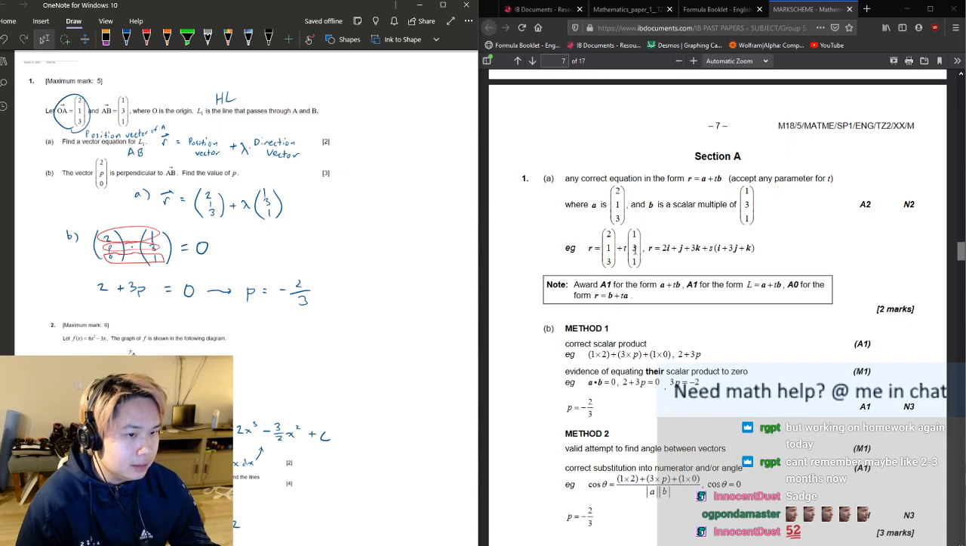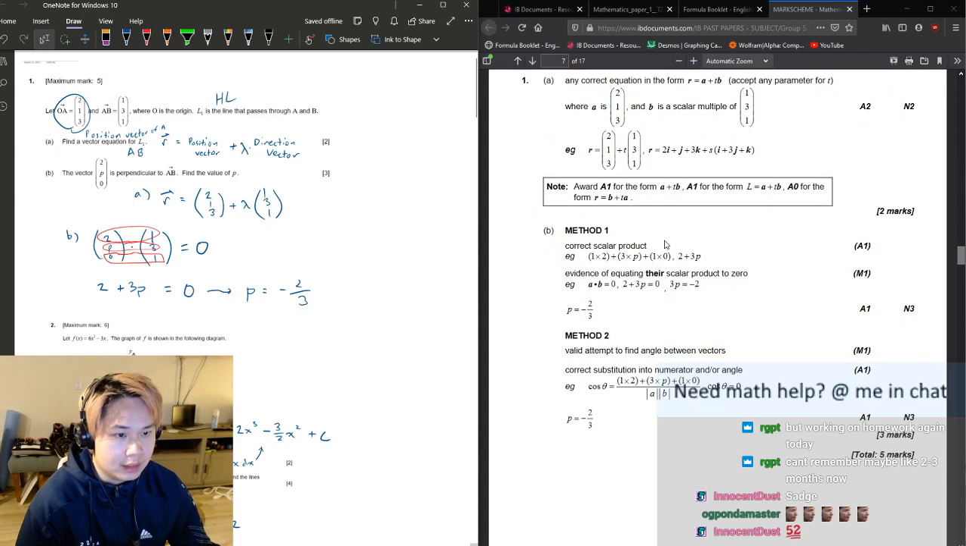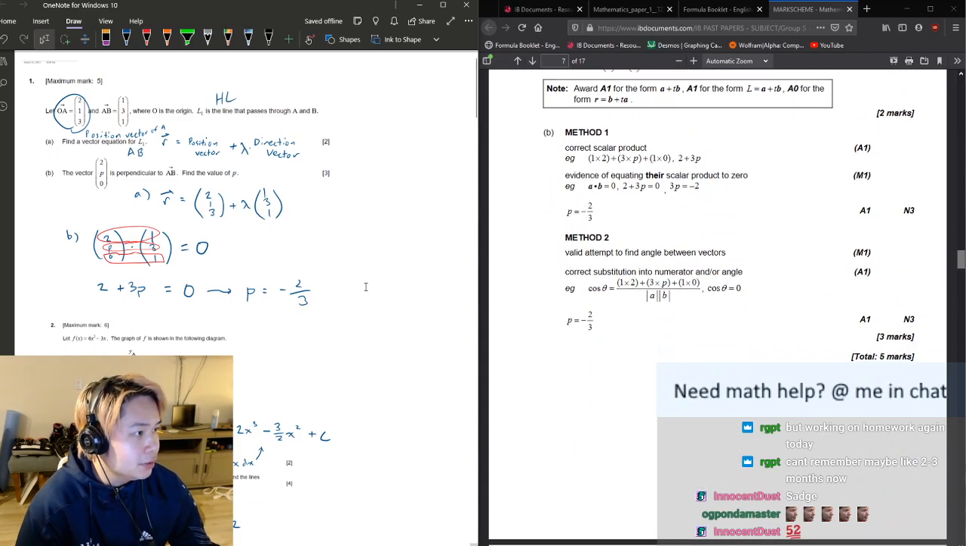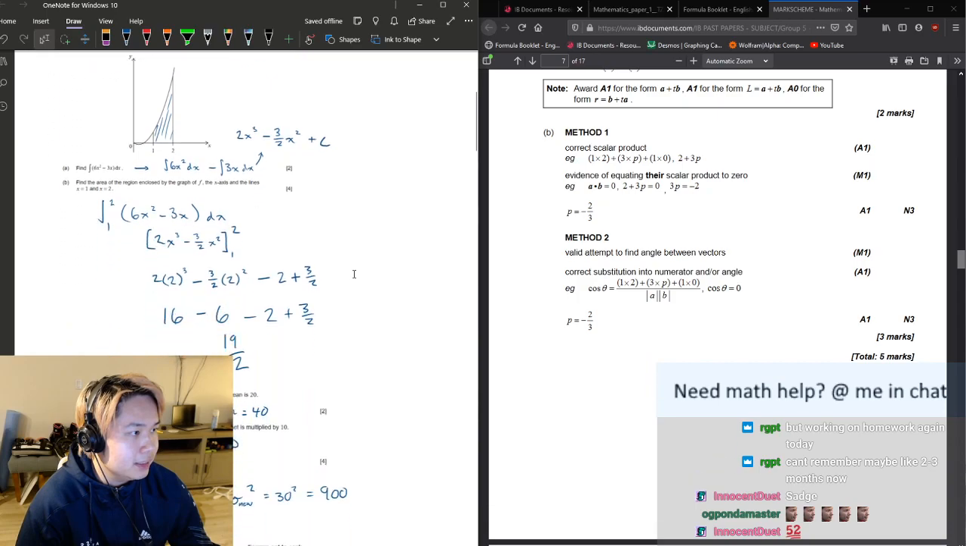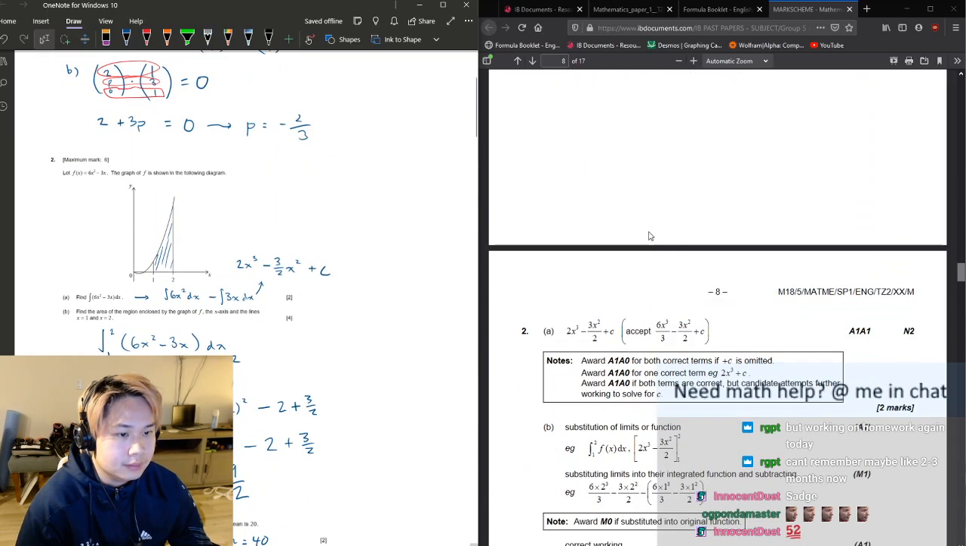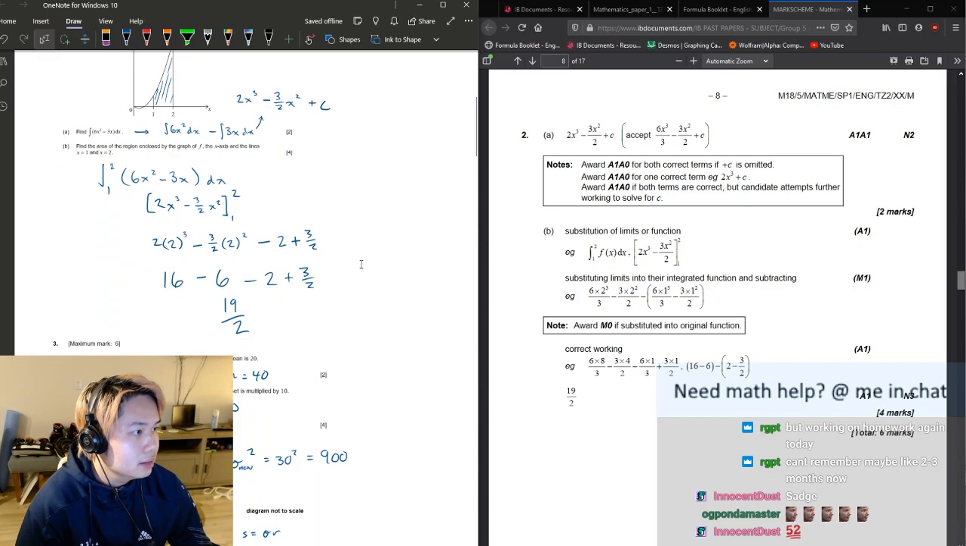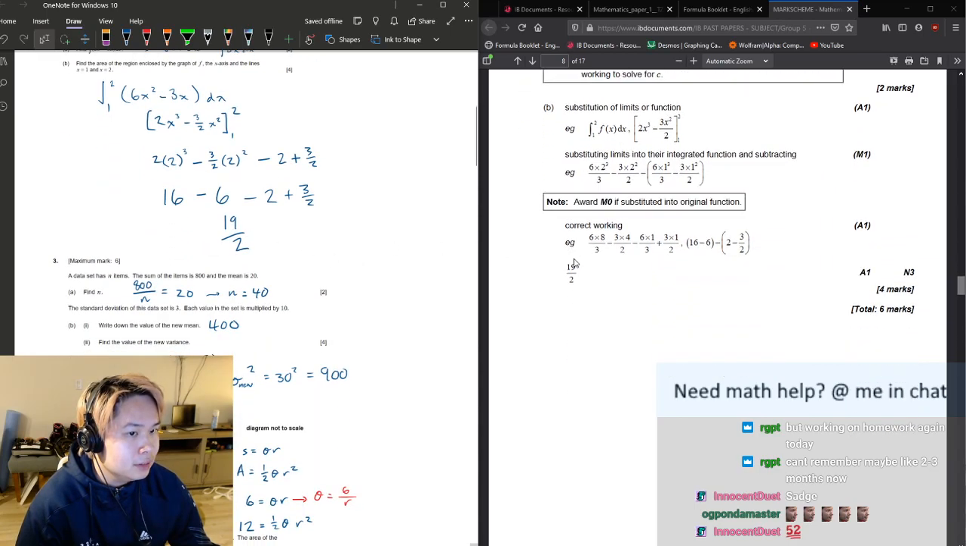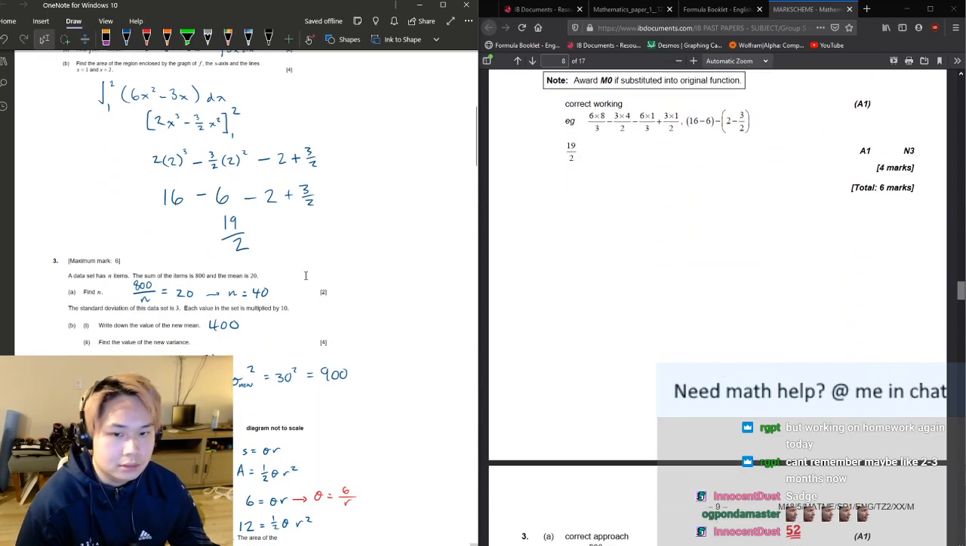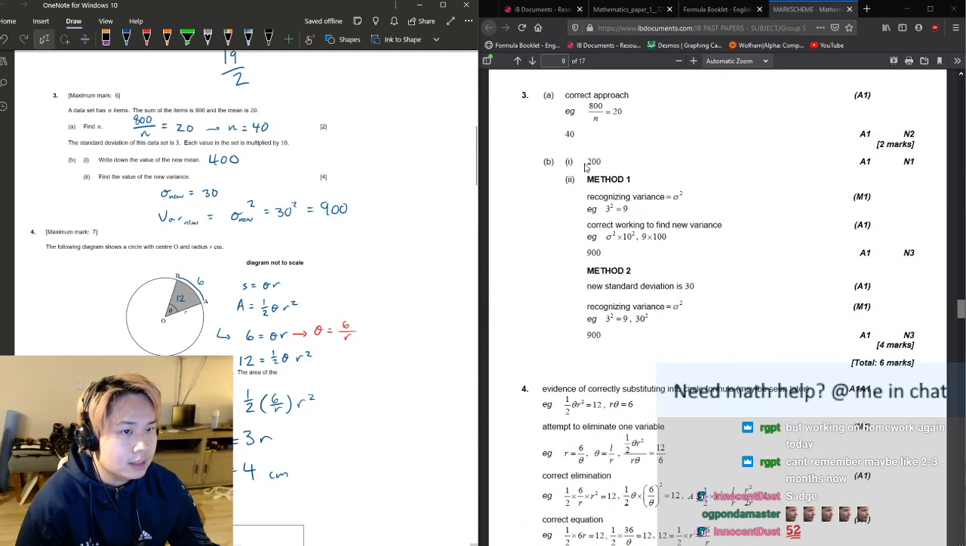213, 131. And then I have the same thing right here. P is negative 2 over 3, nice. 2x cubed minus 3 over 2x squared plus c, same thing, good. 19 over 2, 19 over 2. 40 and 40.